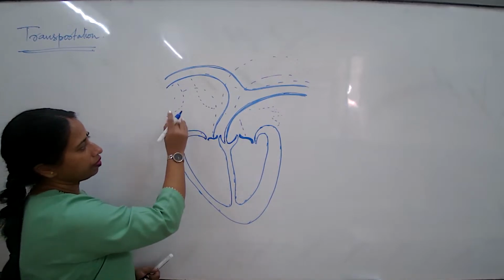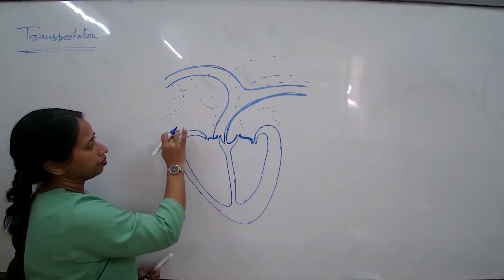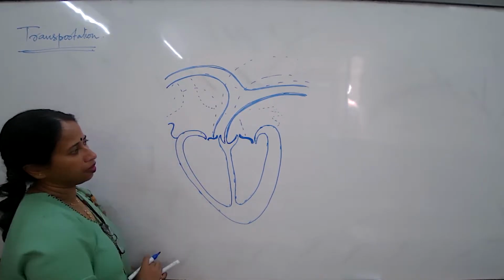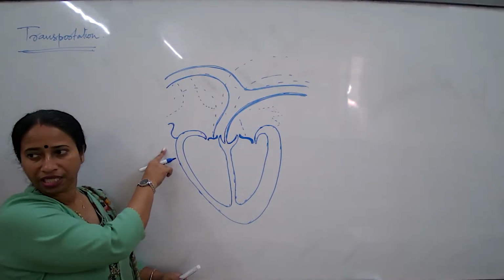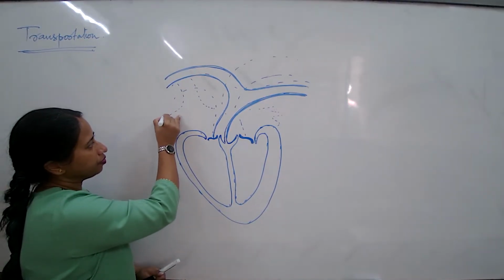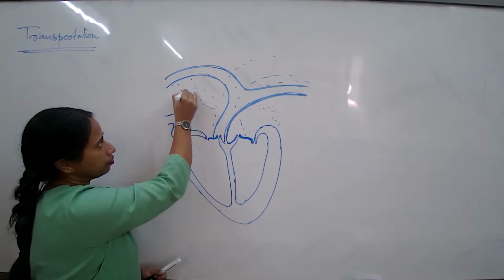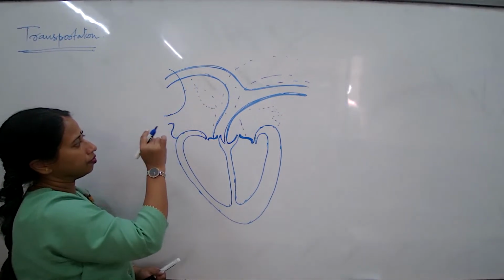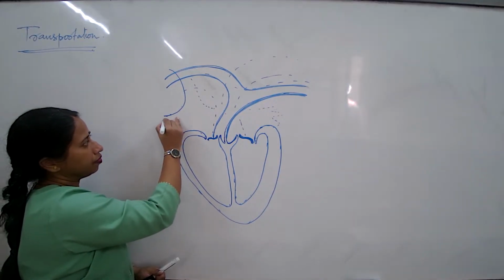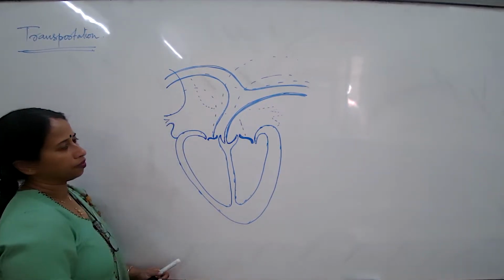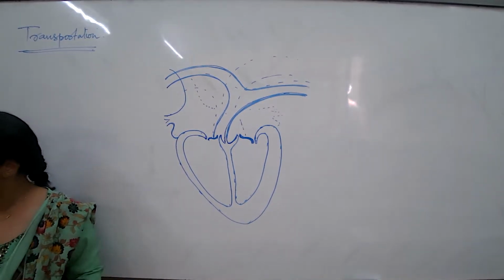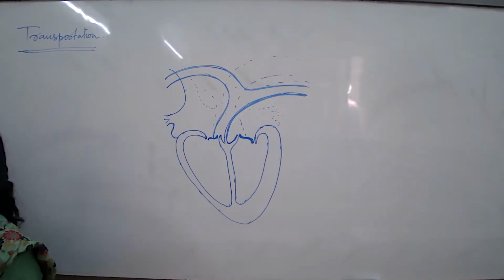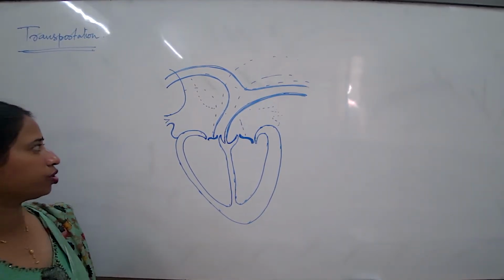Let us take now these chambers. Which chamber am I drawing? This is the right auricle. Where is it? I'm drawing this part. This is the chamber that I'm drawing.